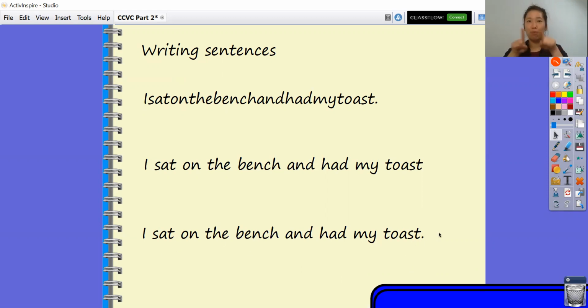Remember to have your finger spaces, and your full stops at the end of your sentence. And of course, we didn't talk about this just yet, but your capital letter. So your capital letter at the start as well, okay?